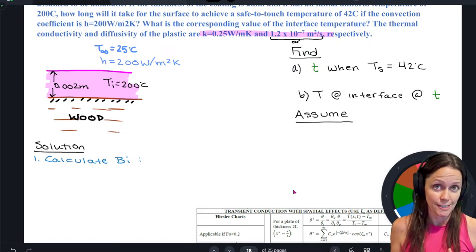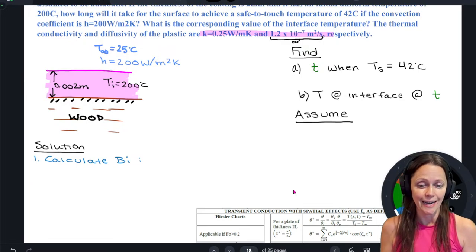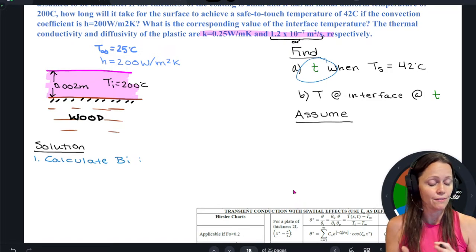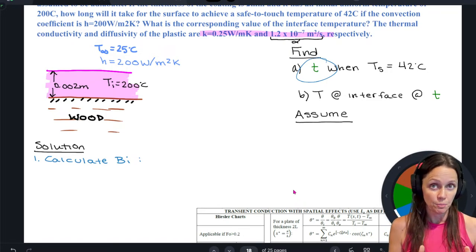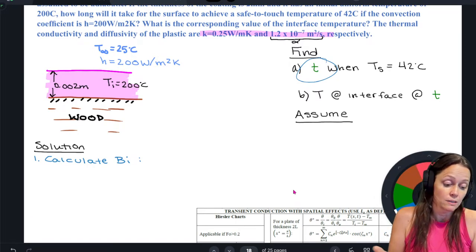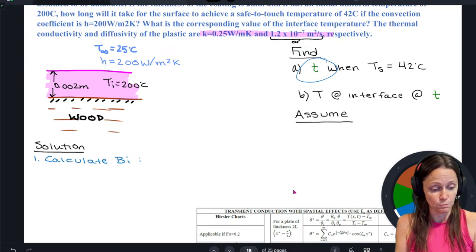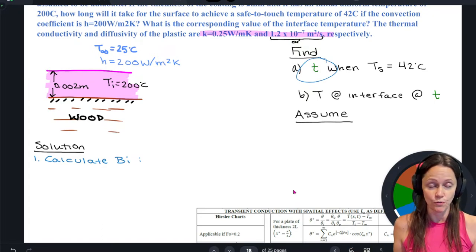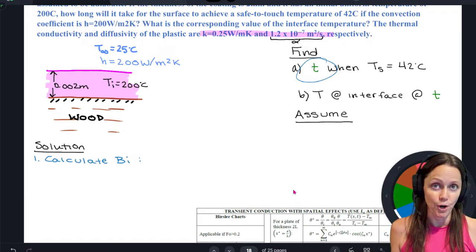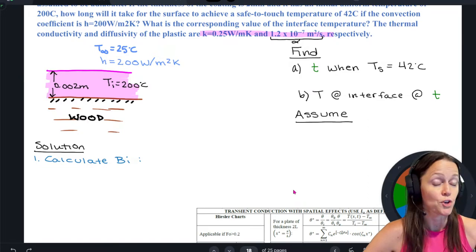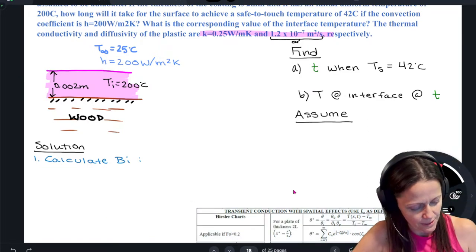If my Biot number is less than 0.1 and I can use my lumped capacitance method, that means at any given time, the temperature is exactly the same throughout the entire medium. So at that particular time I'm interested in for part A, the temperature at the interface is the same as the temperature at the surface. It's 42 degrees. And so I've just really cut my work in half there. But we'll see if I can do that. Probably not. But it's always worth a shot. Got to calculate it anyway.